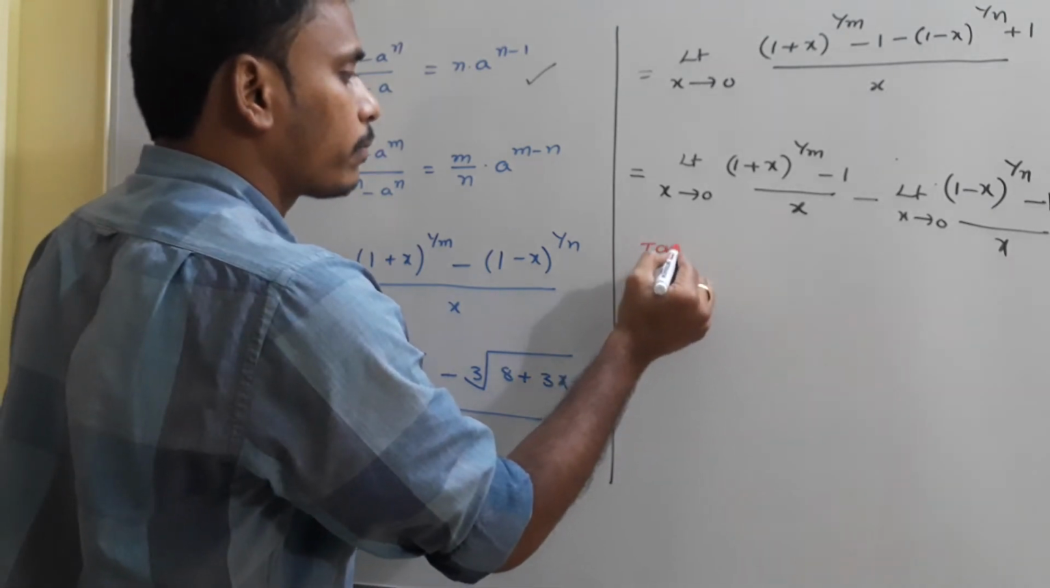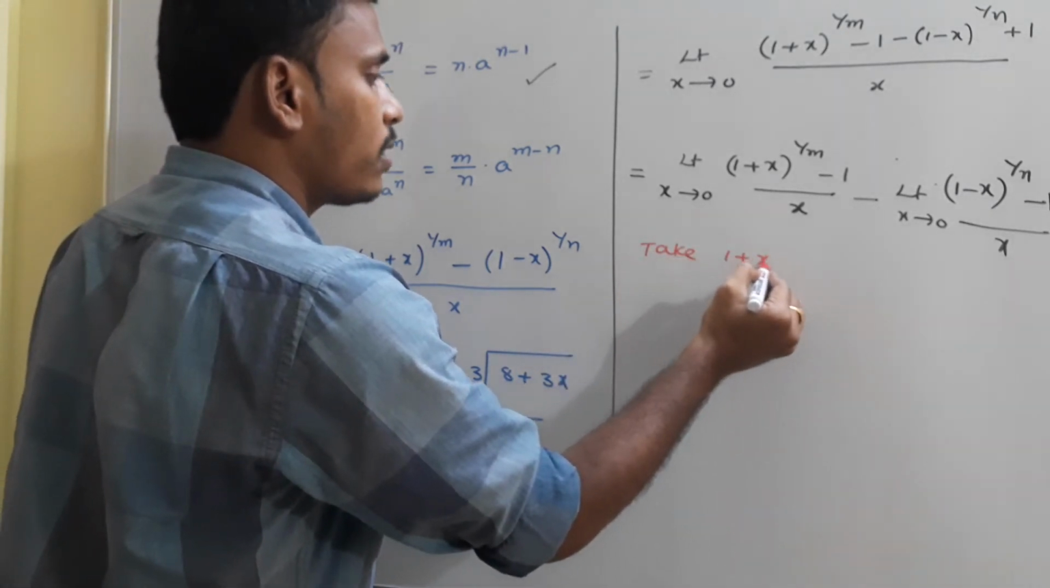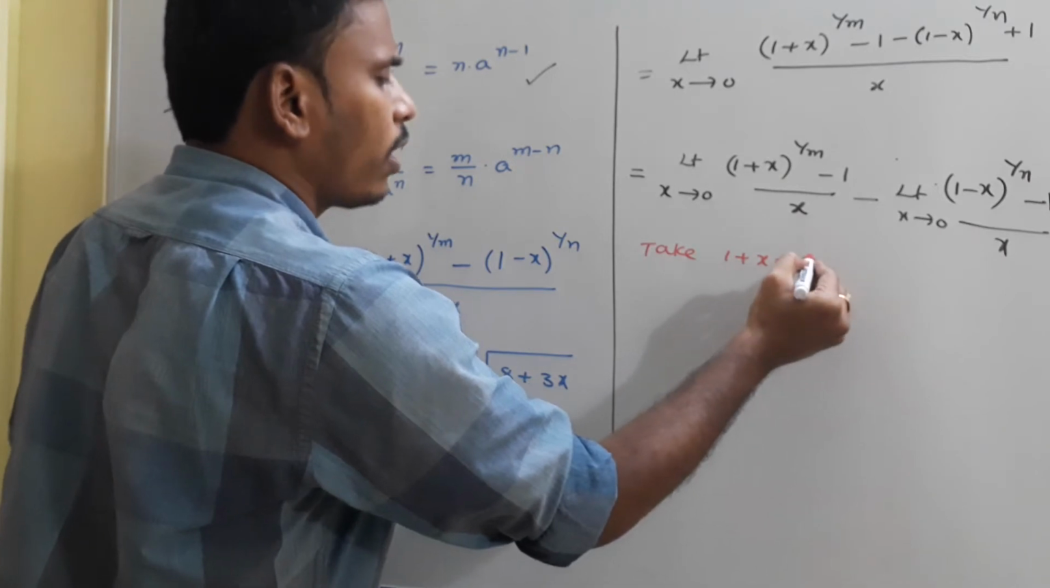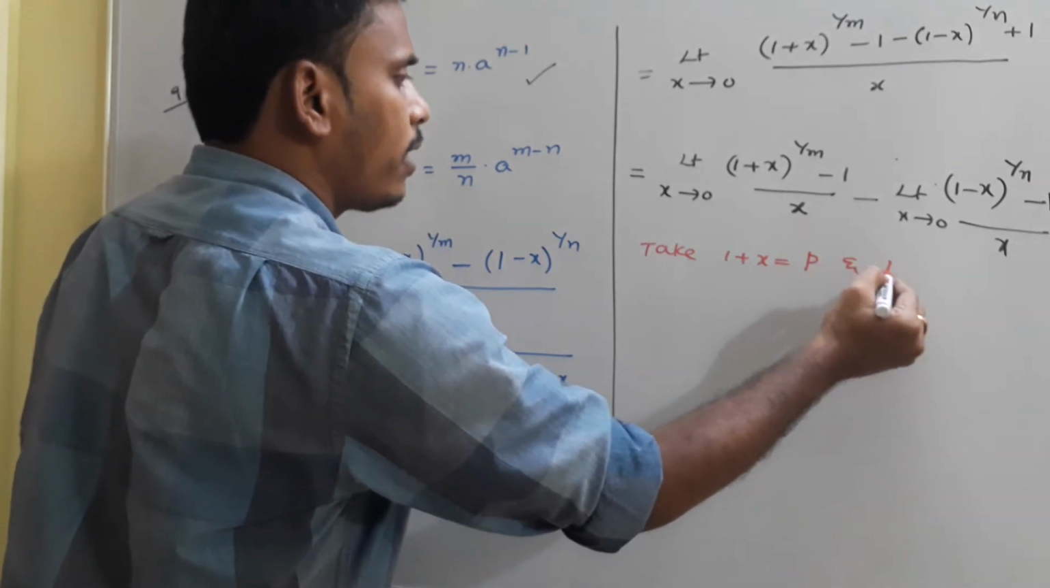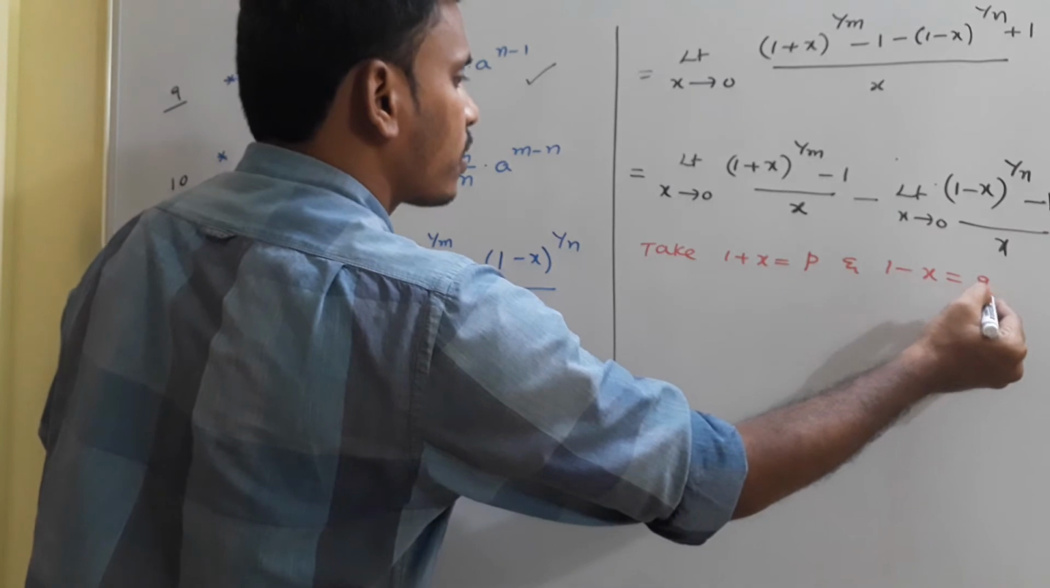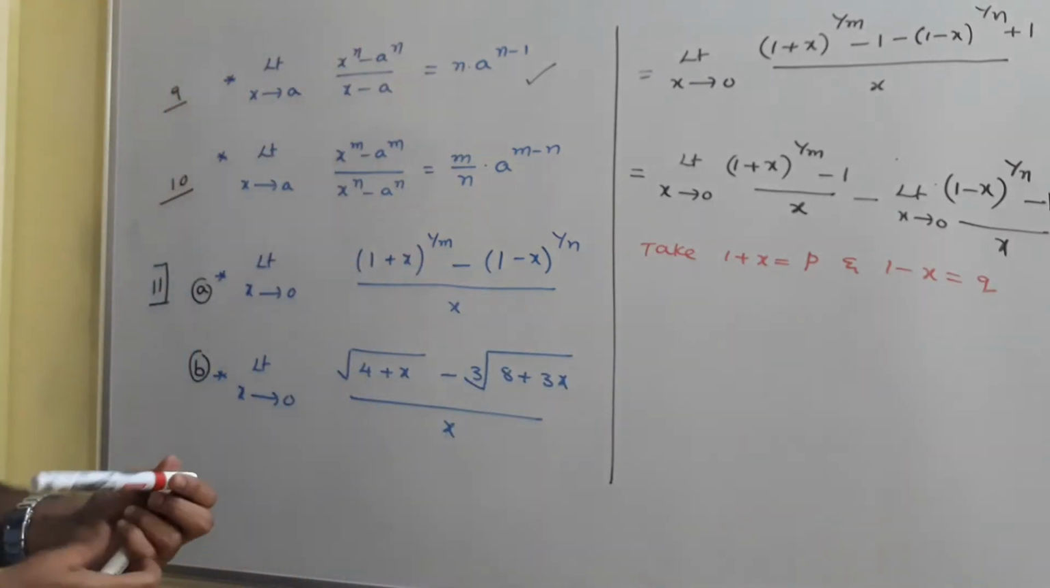Take 1 plus x as some p, and 1 minus x as some q, you may take anything, okay? Then what will happen? Just have a look.